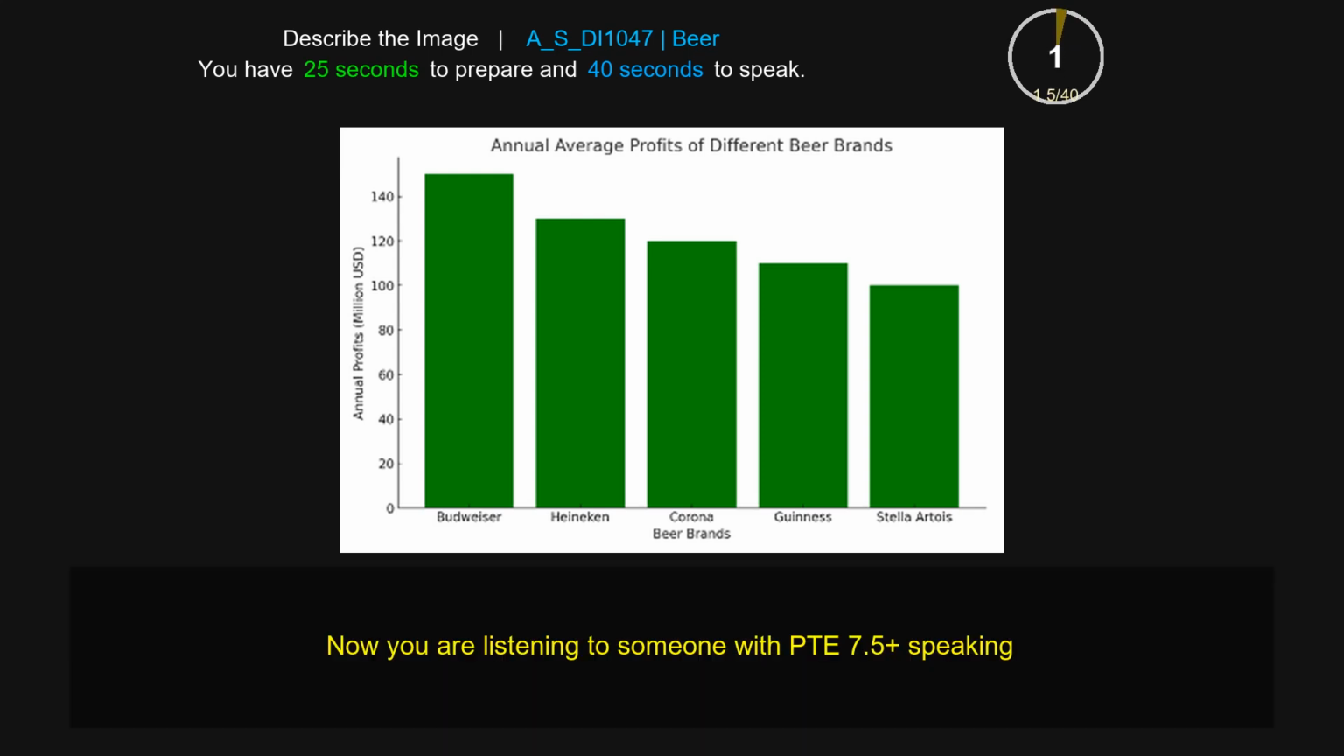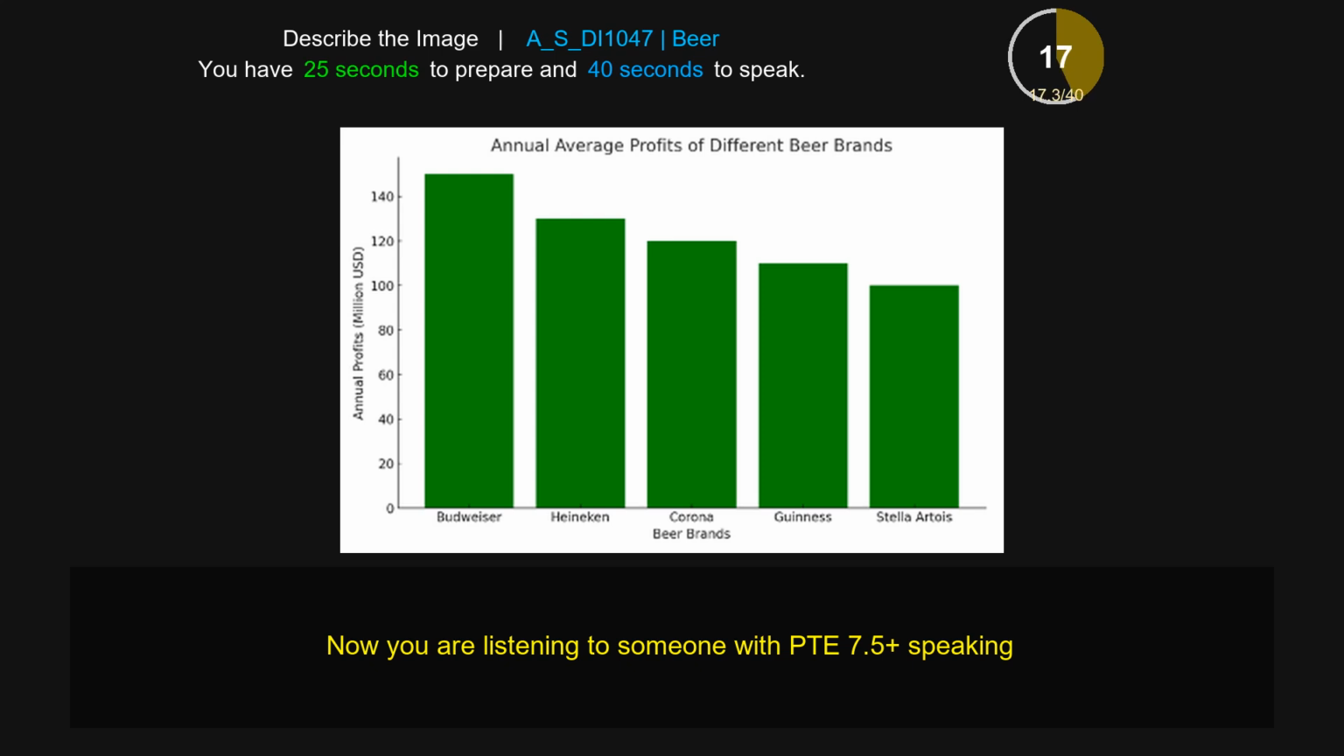The picture shows a bar chart of annual average profits of different beer brands. Along the y-axis, it says annual profits, millions in US dollars, starting from 0, 20 up to 120 and 140 million. Along the x-axis, we have different beer brands.